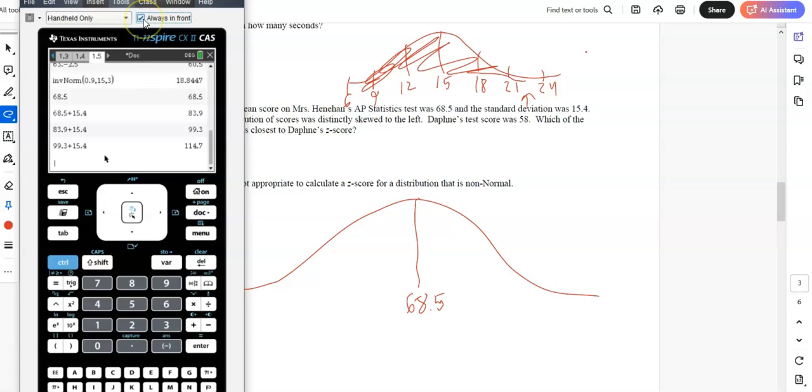So we get 83.9, 99.3, and if I go to the third standard deviation, which is 114.7. And then 68.5, press enter, minus 15.4, press enter 3 times. 53.1, 37.7, 22.3, or something like that. Okay.